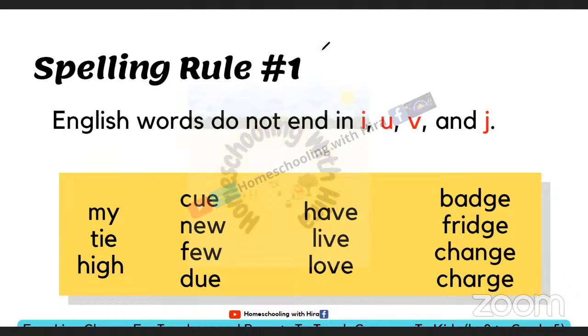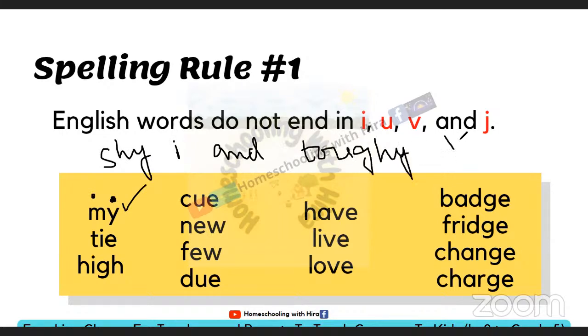So if we hear the sound I at the end, or the sound U or V or J at the end, how will we write these words? If you hear "my", the sound I, we cannot write I at the end, we will write letter Y. For this, we have a story of Shy I and Toughy Y. Toughy is not a word, it's just we made it. Shy I and Toughy Y, ठीक है?